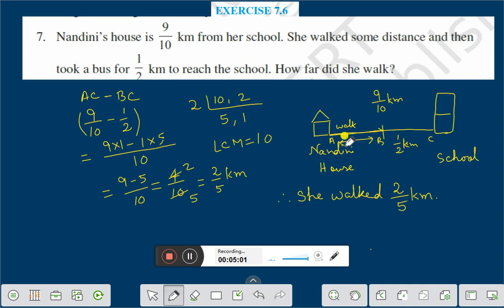That means you have to subtract half kilometer from the total, that is 9 by 10. AC minus BC will give the value of AB. That means AB equals AC minus BC. AC is 9 by 10 kilometer. BC is 1 by 2 kilometer. We have subtracted and got 2 by 5 kilometer. Therefore, Nandini walked 2 by 5 kilometer.